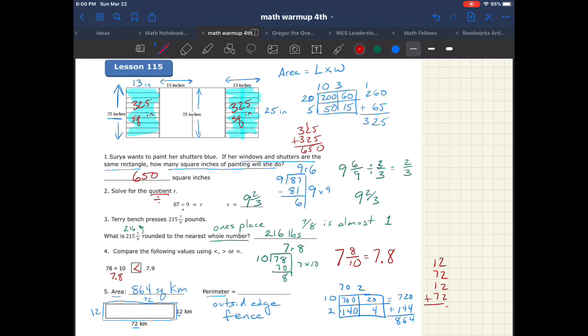2, 4, 6, 8. Let me see. 7 and 7 is 14, 15, 16. 168 kilometers of fence. 168. I don't put the squares here because I'm not talking about squares. I am just talking about how long the fence is. 168 kilometers. There you have it.